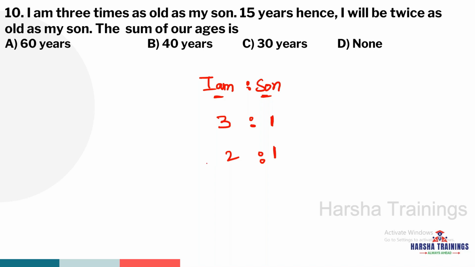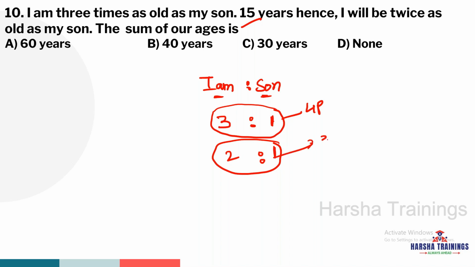Look at the screen, guys, here. The sum of our ages. Okay, I'm going to option verification, guys. Sum of our ages: I am 3 parts, my son is 1 part. Total how many parts? 4 parts. Okay, 15 years since, my son is 1 part, myself 2 parts. Total how many parts? 3 parts. Go through option verification.